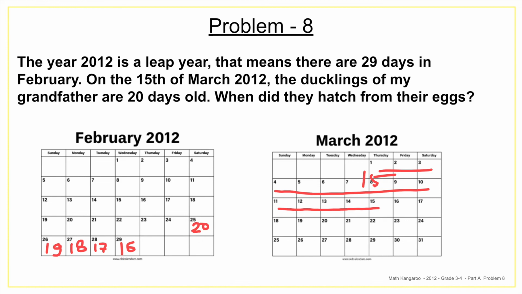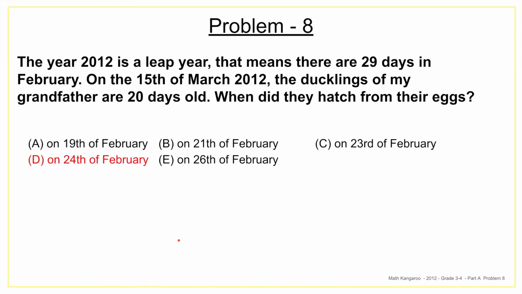So the ducklings hatched 1 day earlier than the 20th day. So therefore, they must have hatched on 24th February. So our answer is February 24, option D. This wraps up part A of the first 8 questions from the 2012 Math Kangaroo for grade 3 and 4.